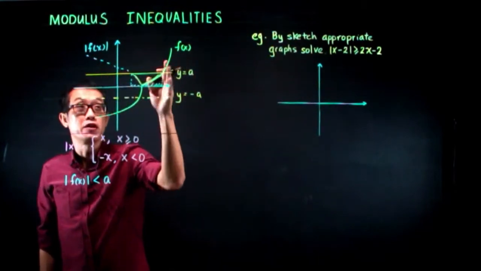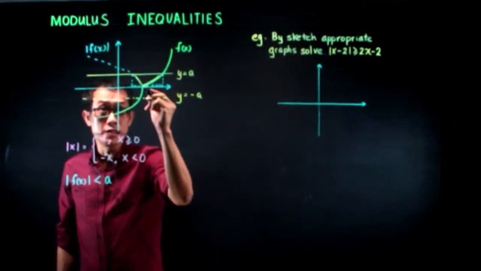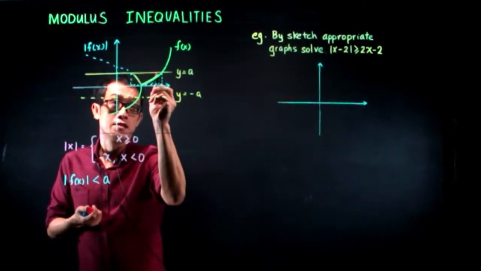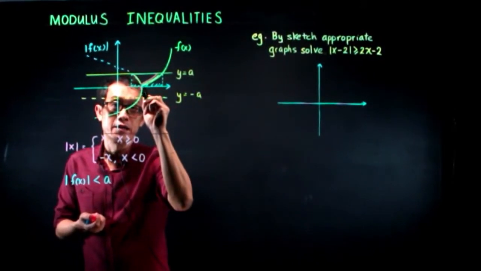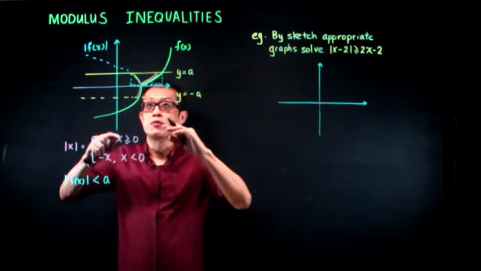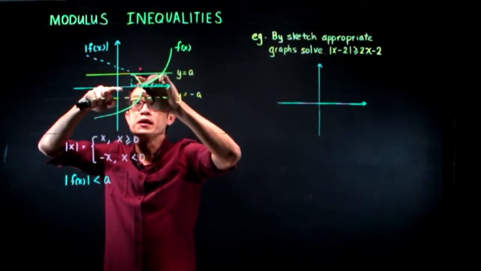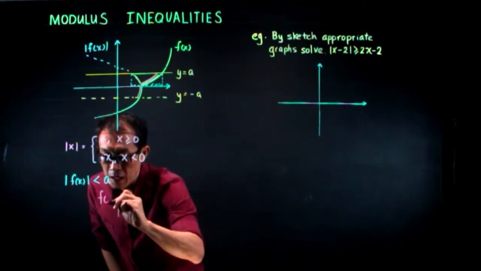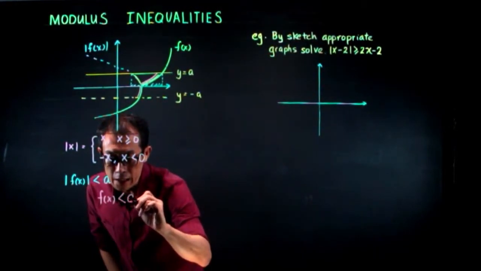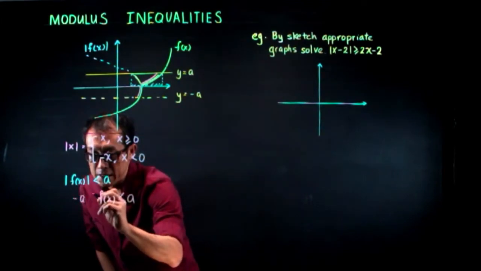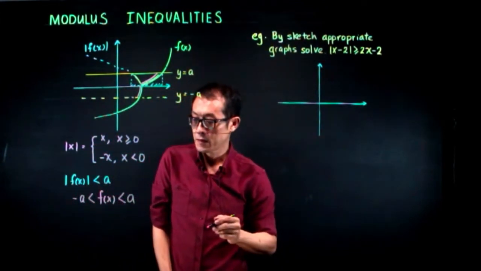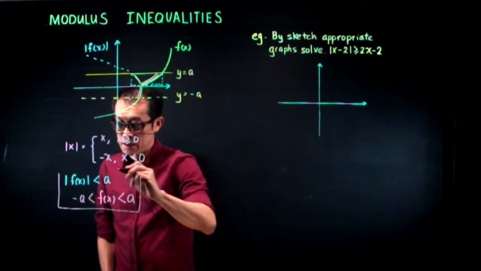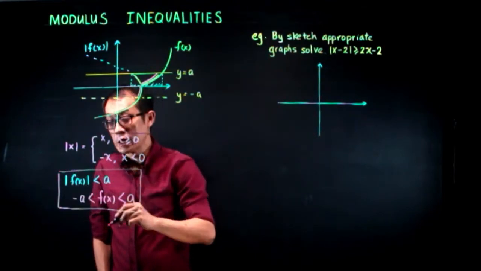But if you unmod it, so f of x, it is this part of the graph that you want for f of x. This one in red. So that when you reflect it, it becomes this part. So this inequality means f of x is between a and minus a. This is something very important, and you will be using a lot of it.